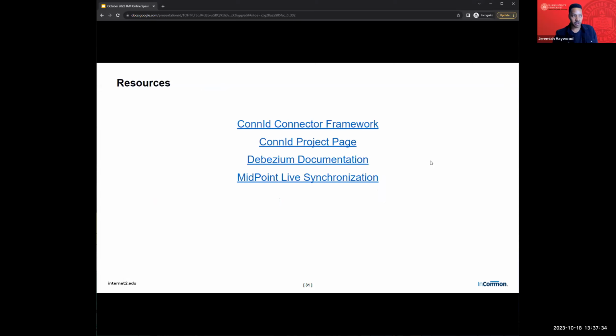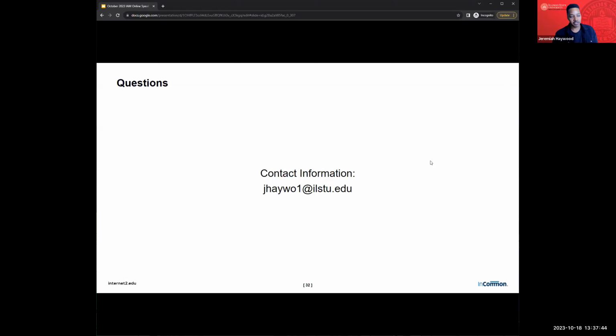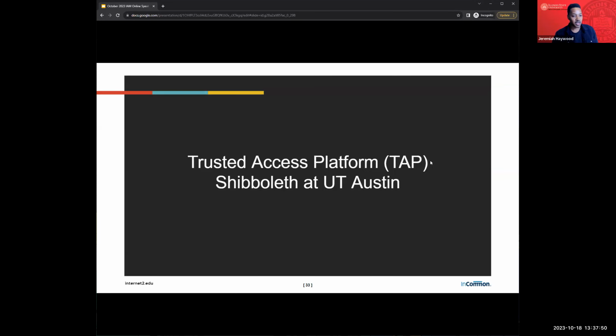Have some resources there if anybody's interested for looking into how we set up the Kafka messages using the Debezium and Midpoint 5 synchronization. And if you need to reach out to me, you can message me or email me at my email there. I'm going to hand it off to Grady Bailey at UT Austin.